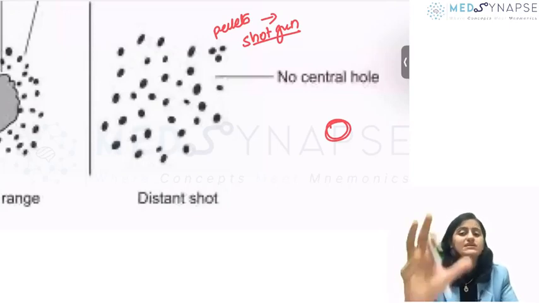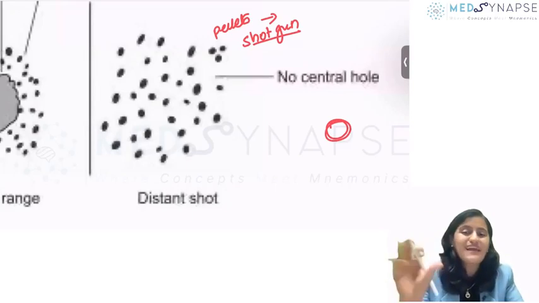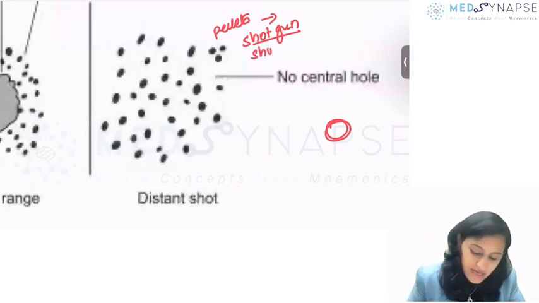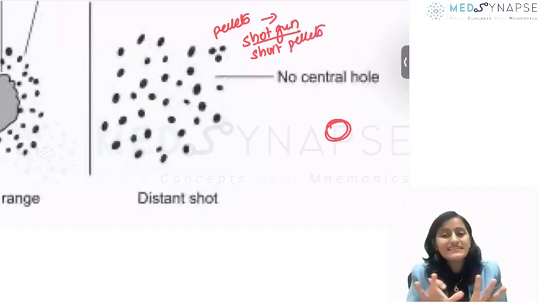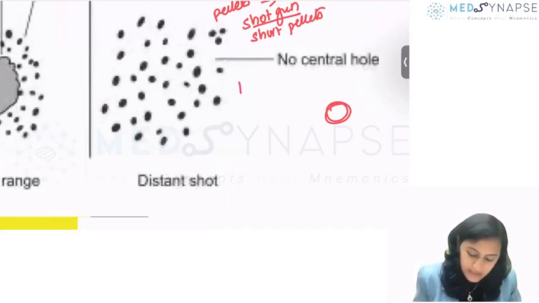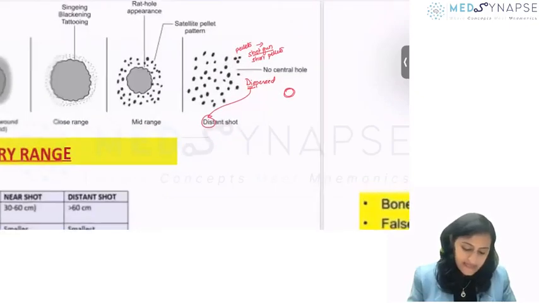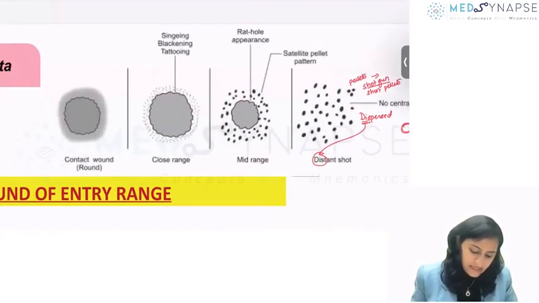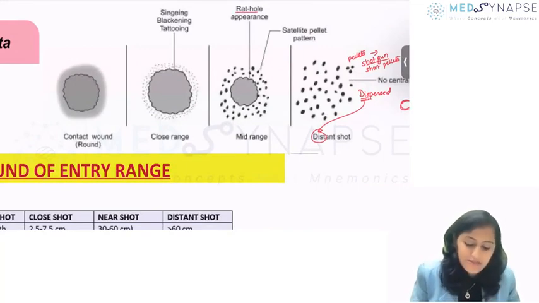Okay, a bullet will come out of the rifle. Shotgun gives short pellets. So remember, shotgun has short pellets. When it is completely dispersed like this, you are not seeing the primary circular wound. Completely dispersed. Remember, dispersed is a distant shot. Okay, that is a distant shot. So this is what you are seeing here. Where do you see the rat hole appearance?